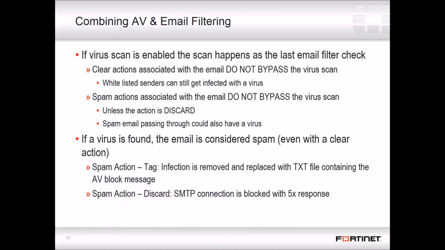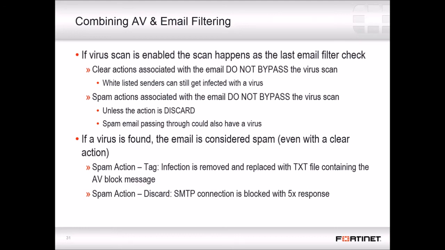A common setup is to have both virus scan and email filter profile on the same firewall policy. It's important to point out exactly how these two features work together. When the FortiGate looks at an email, the virus scan happens after the email filter checks. Emails that are whitelisted, marked as clear by a previous email check, do not bypass the virus scan. A whitelisted sender could still be infected.